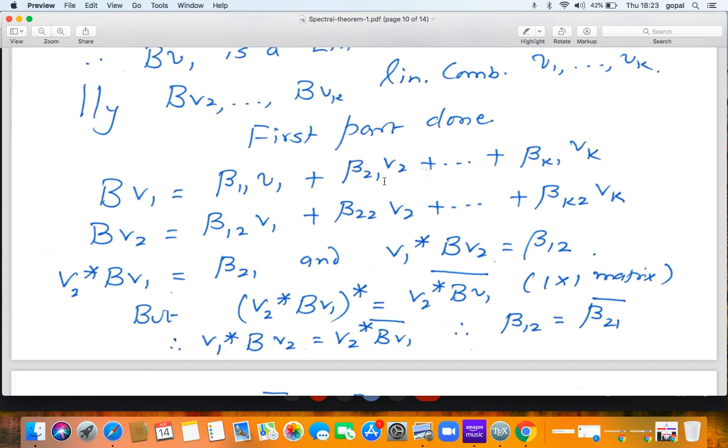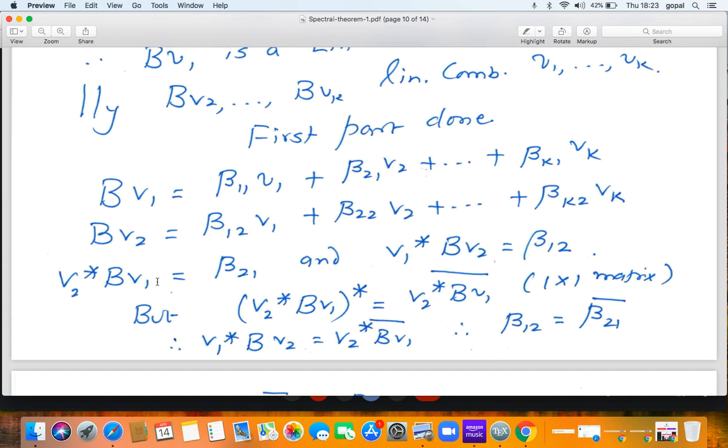Beta 21, V2 star V2. V2 star V2 is 1. It's an orthonormal vector, each of them is a unit vector. And so when I multiply the first one by V2 star, I'm going to get beta 21. And when I multiply the second one by V1 star, I'm going to get beta 12.